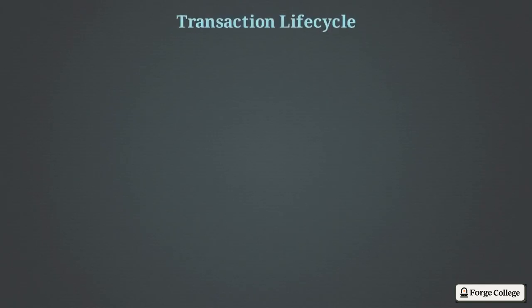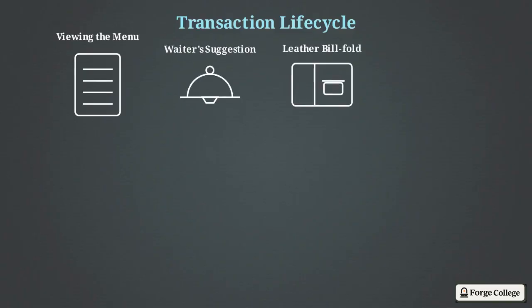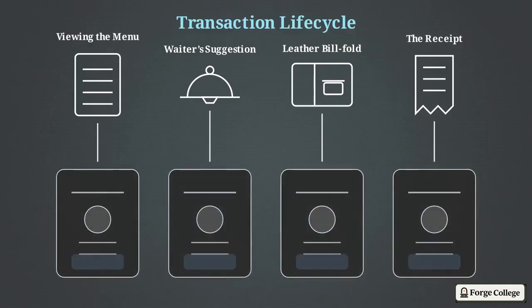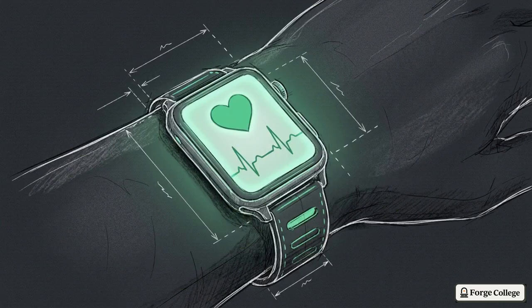The fix is a toolkit built around the transaction lifecycle. This diagram maps out the 4 phases of a highly familiar ritual: viewing the menu, the waiter's suggestion, the leather billfold, and the receipt, and pairs them directly with 4 blank interface components. By intentionally pacing the flow of a transaction using a ritual the user already knows, you give them time to breathe. It keeps their stress levels low, preventing that sudden wave of anxiety before it can even start.